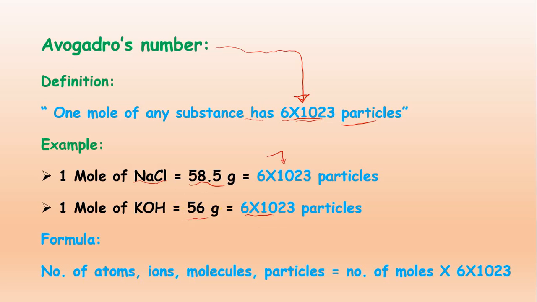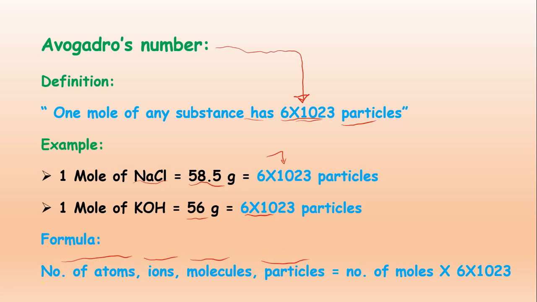Now what is the formula for its calculation? How to calculate with Avogadro's number? The formula is this: you can calculate the number of atoms, ions, molecules or particles, right? The formula will be the same for the number of atoms, ions, molecules and particles, as I have told you earlier that they are all the same.